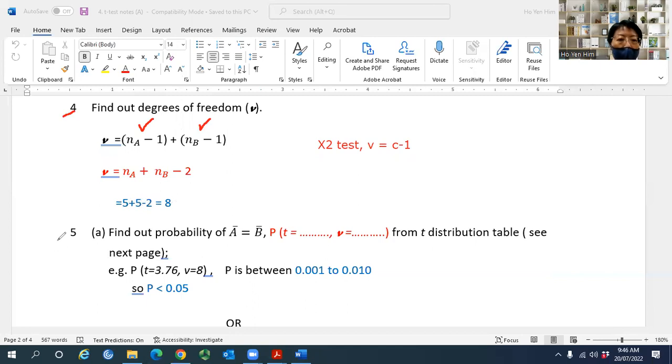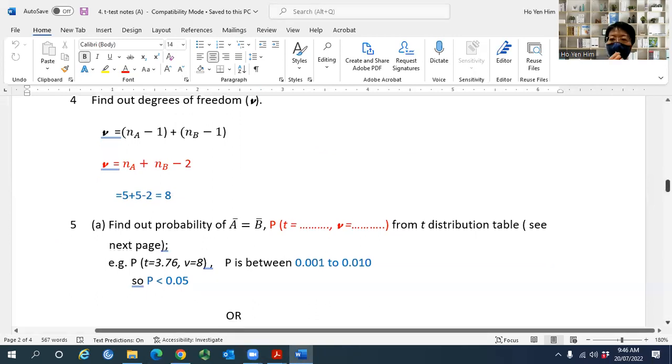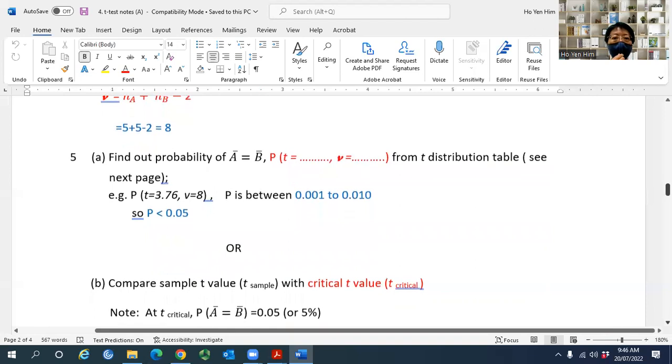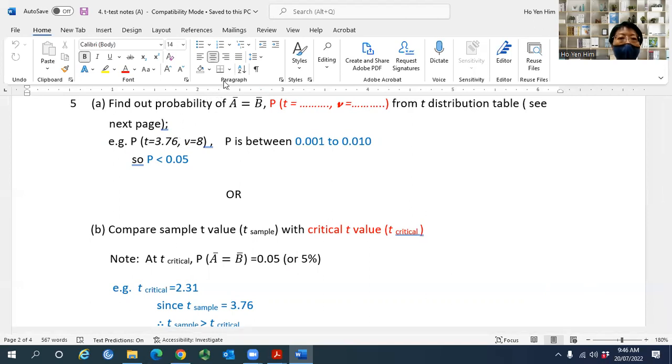The next step is to find out the probability of mean of A equals mean of B in the T table. Where is the location of my T value in the T table? Is it in the rejection zone or the acceptable zone? Rejection zone means reject the null hypothesis. Acceptable zone means accept the null hypothesis. My T value is 3.76 and degrees of freedom is 8. Let's go to the T table and find its location.